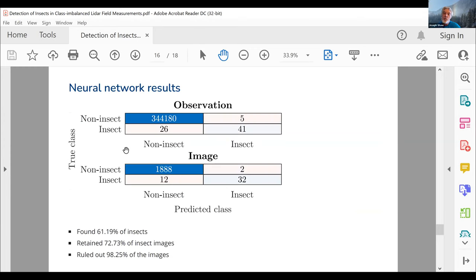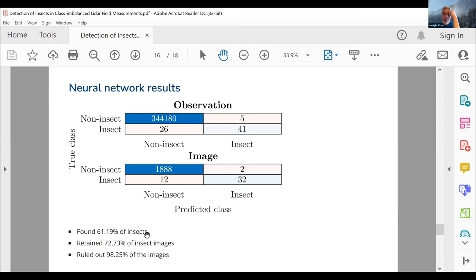And I'm not going to tell you all the details here because I don't know them well enough, but the important message here is that we have long data sets. In this case, it's a long data set with very few insects. In the observations, there's like 344,000 measurements without insects. And over here, let's see, what's he doing? Oh, this is the true, this is predicted. Yeah, so what this shows us is that we are finding about 2/3 of the insects with the initial analysis.